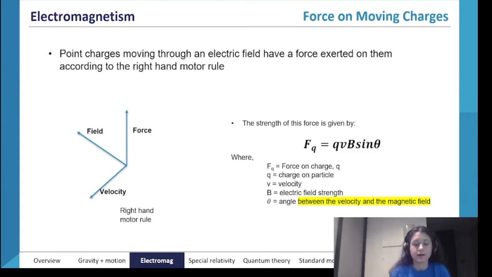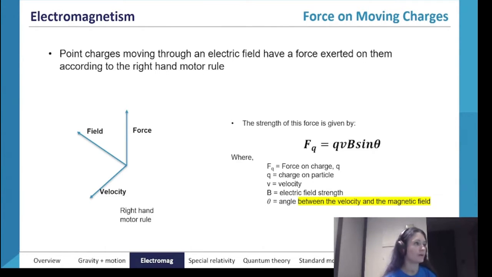Okay, now getting on to moving charges, or our magnetic fields. So, as I said before, electrostatics concerns charges which exert forces on one another due to their electric fields. But now we're getting on to moving charges. So when a charge moves, it is going to generate a magnetic field.